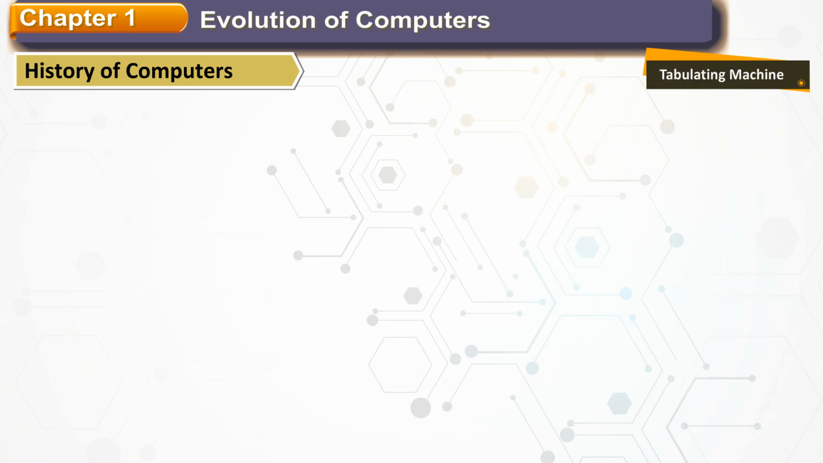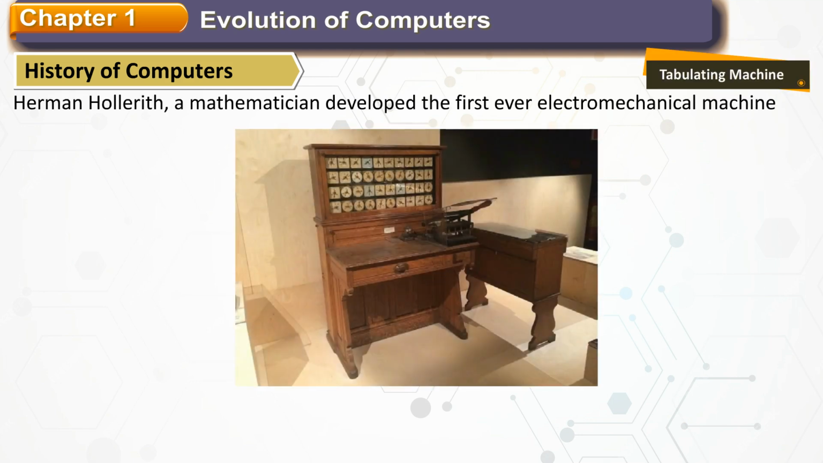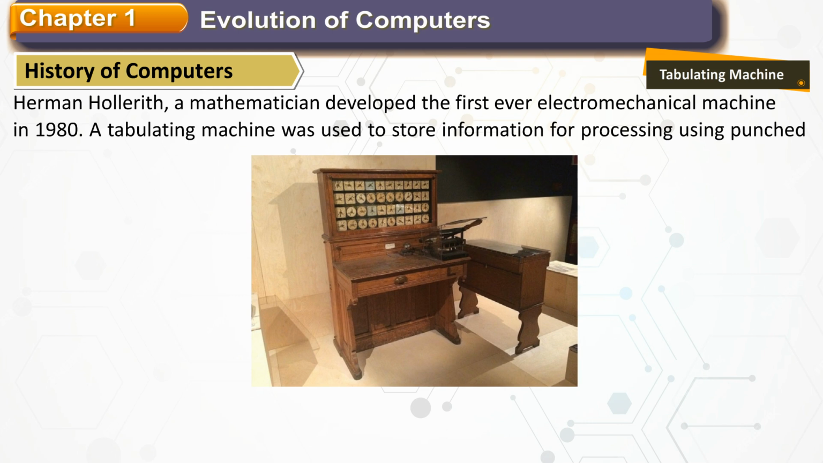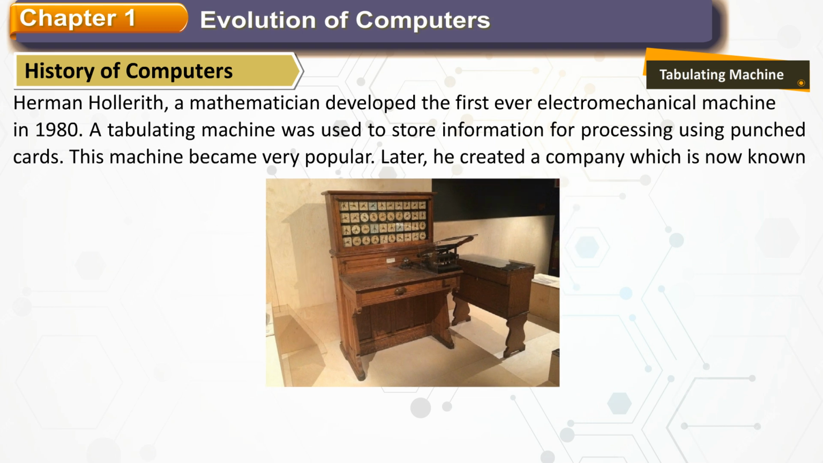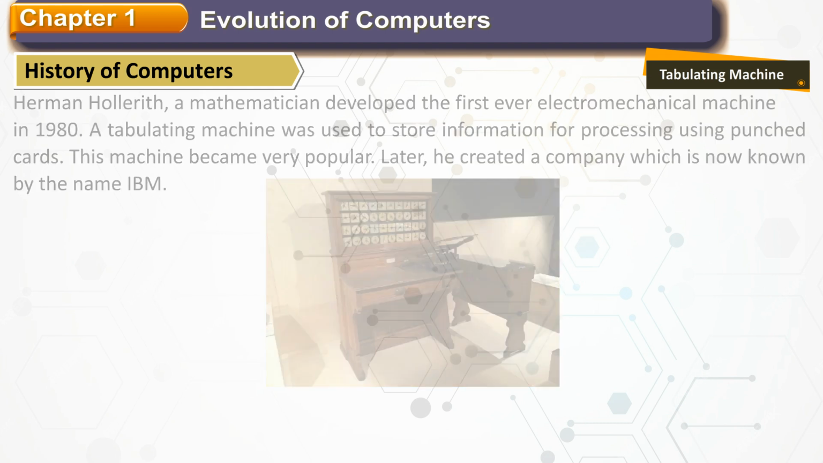Tabulating machine. Hermann Hollerith, a mathematician, developed the first ever electromechanical machine in 1890. A tabulating machine was used to store information for processing using punched cards. This machine became very popular. Later, he created a company which is now known by the name IBM.